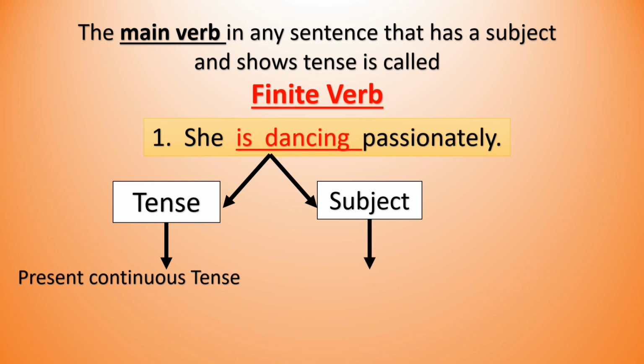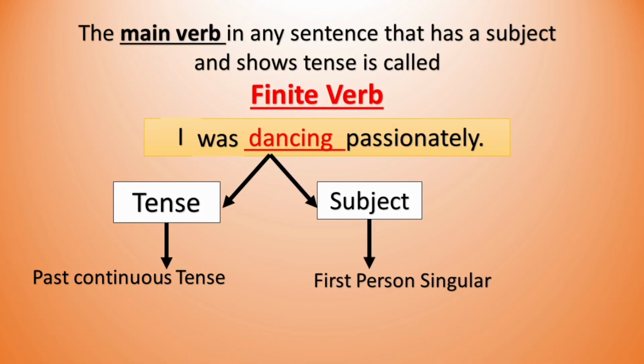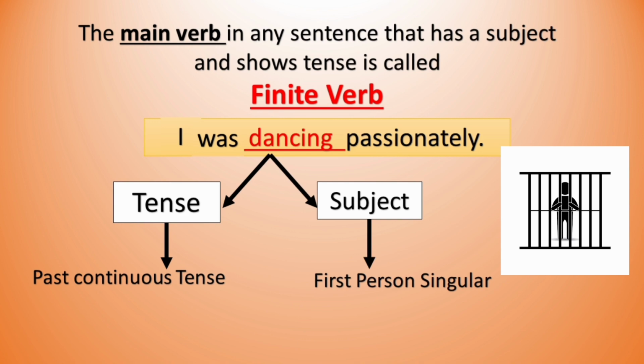And if I change the subject from she to I, then the am finite verb will tell that the subject is first person singular. And if I have to make changes in the tense from present to past, then the am will be changed into was. So finite means bounded or limited. So the verbs that are bounded or limited by their subject or tense are called finite verbs.